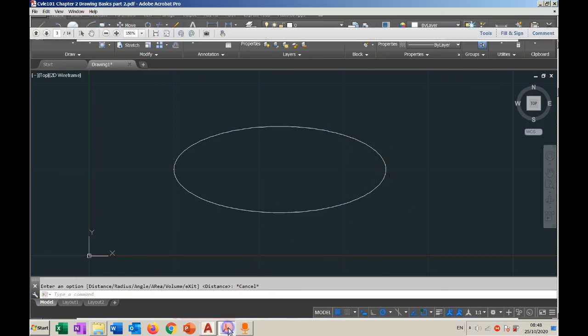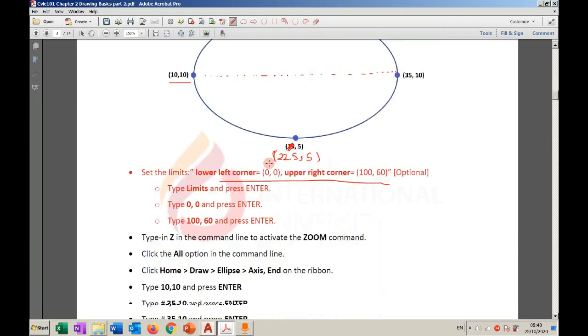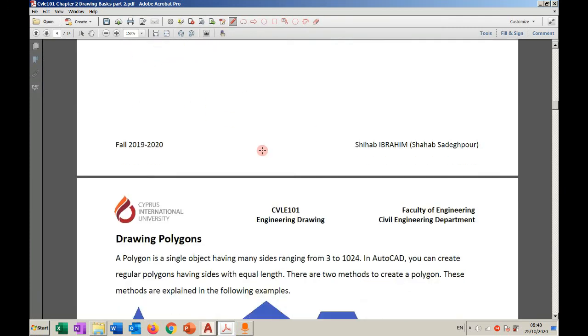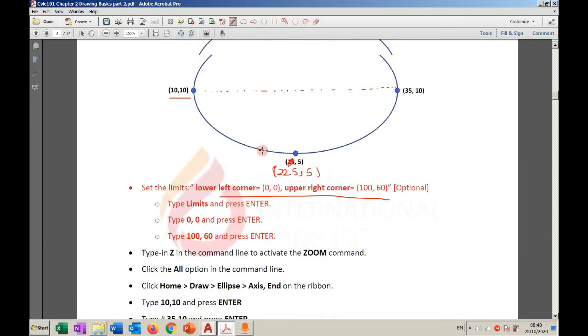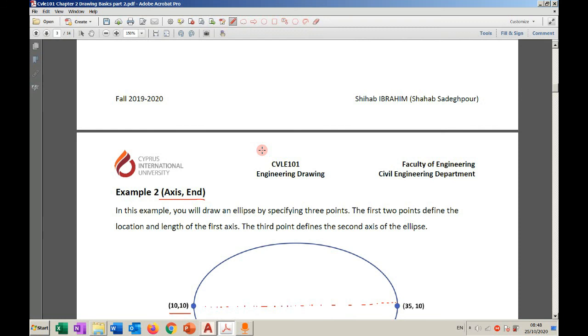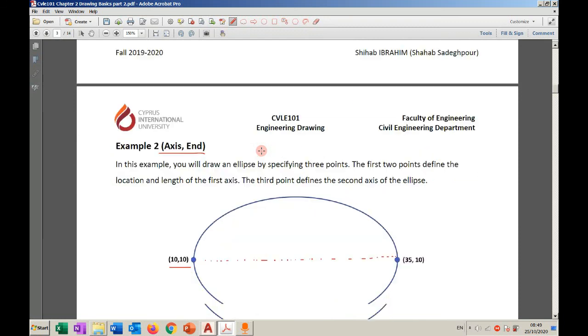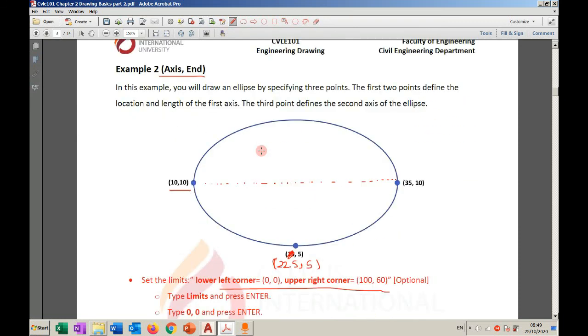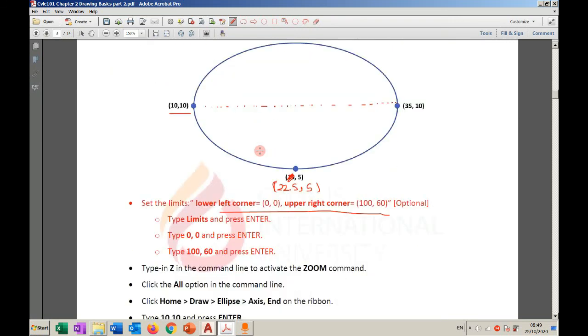This is how we're using axis and ellipse. We'll provide some exercises with a combination of circles, lines, and rectangles, so they can practice ellipse with the others.